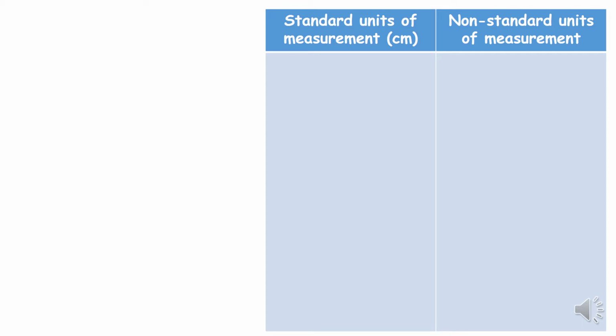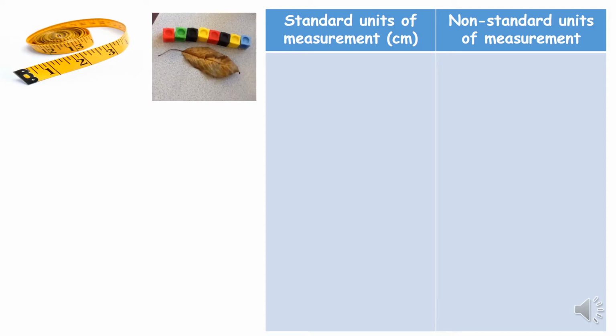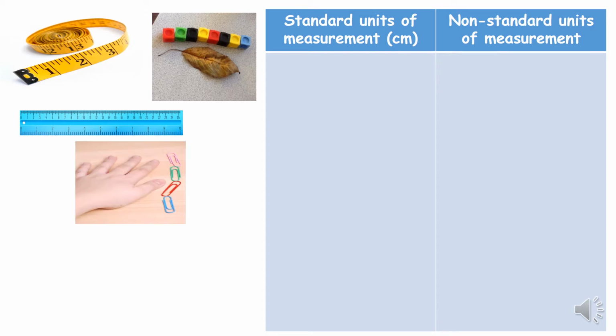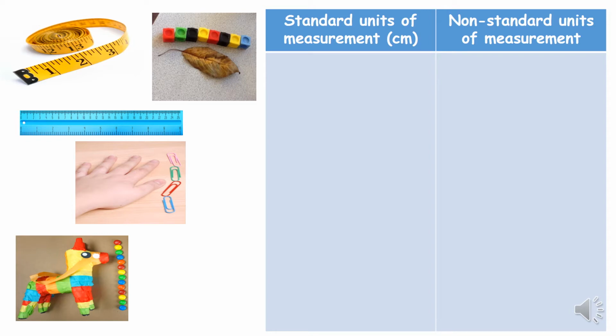Here is a table, and we're going to sort some objects into the right part of the table. Here we've got a tape measure, so measuring using a tape measure, measuring using cubes, measuring using a ruler, measuring using paper clips, measuring using sweets, and measuring using a meter stick. What I'd like you to do is pause the video and sort the pictures into the correct part of the table. Remember, standard units of measurement are when we measure in centimetres, and this is what we would typically use to measure. Non-standard units of measurement are objects and items that we don't normally use to help us measure. So pause the video and have a go.